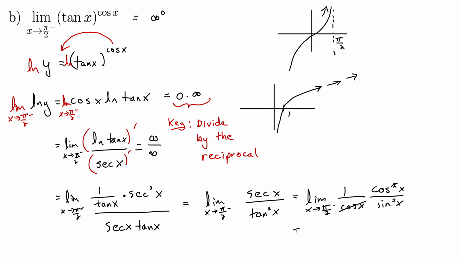So we really have the limit as x goes to pi over 2 from the left still, although now it doesn't matter that we're approaching from the left. That's arbitrary at this point. Cos x over sine squared x. Now that's something we can evaluate. Cos of pi over 2 is 0 over sine of pi over 2, which is 1. So this whole thing is 0.